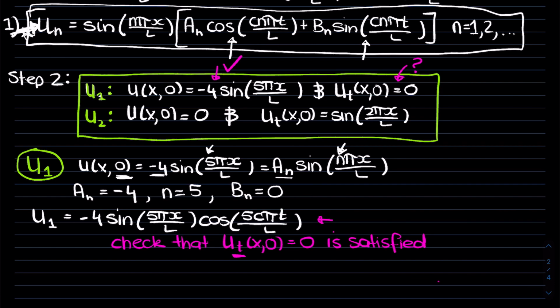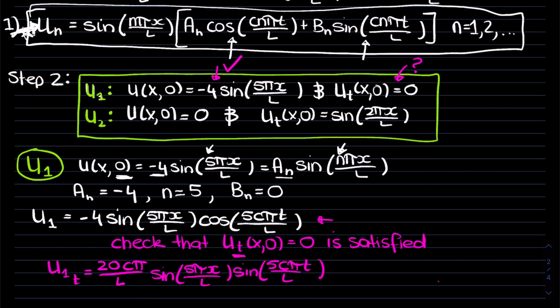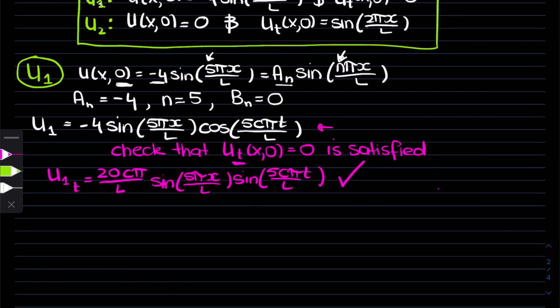So if we take the derivative of u1 with respect to t, we get u1_t. And just doing that quickly, that's going to be 20c pi over L sine 5 pi x over L sine 5c pi t over L. And then if we put in t equals 0, that whole term there, all of that, will vanish and go to 0. So yes, that's satisfied. So now we need to find u2.